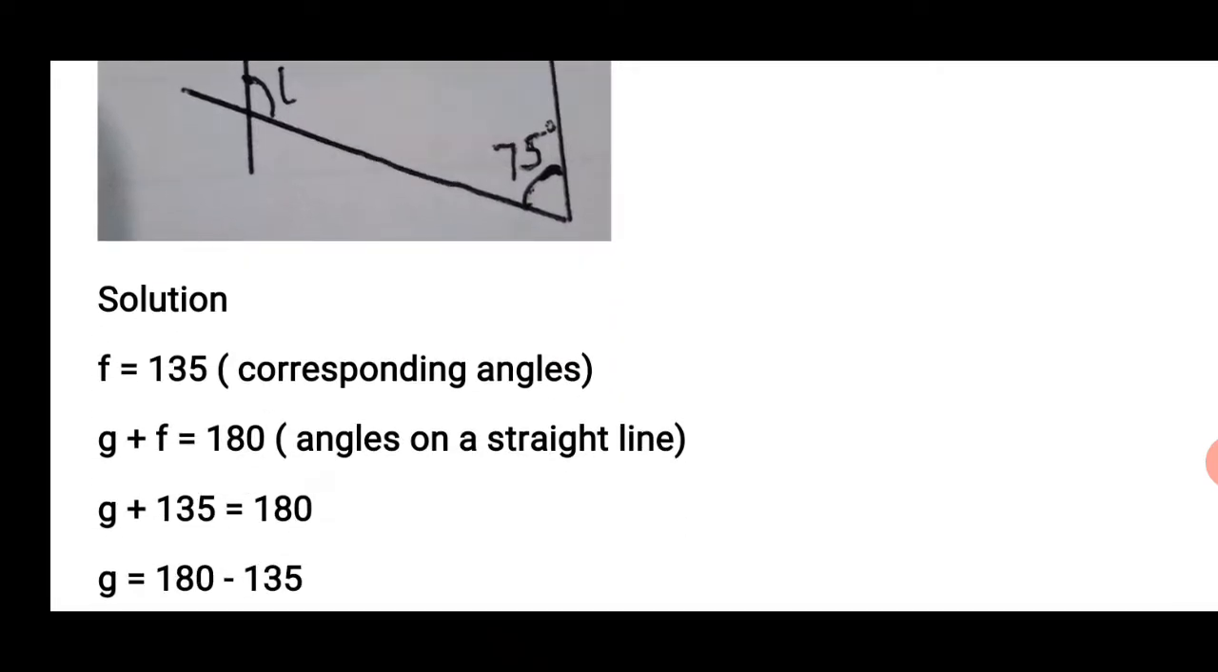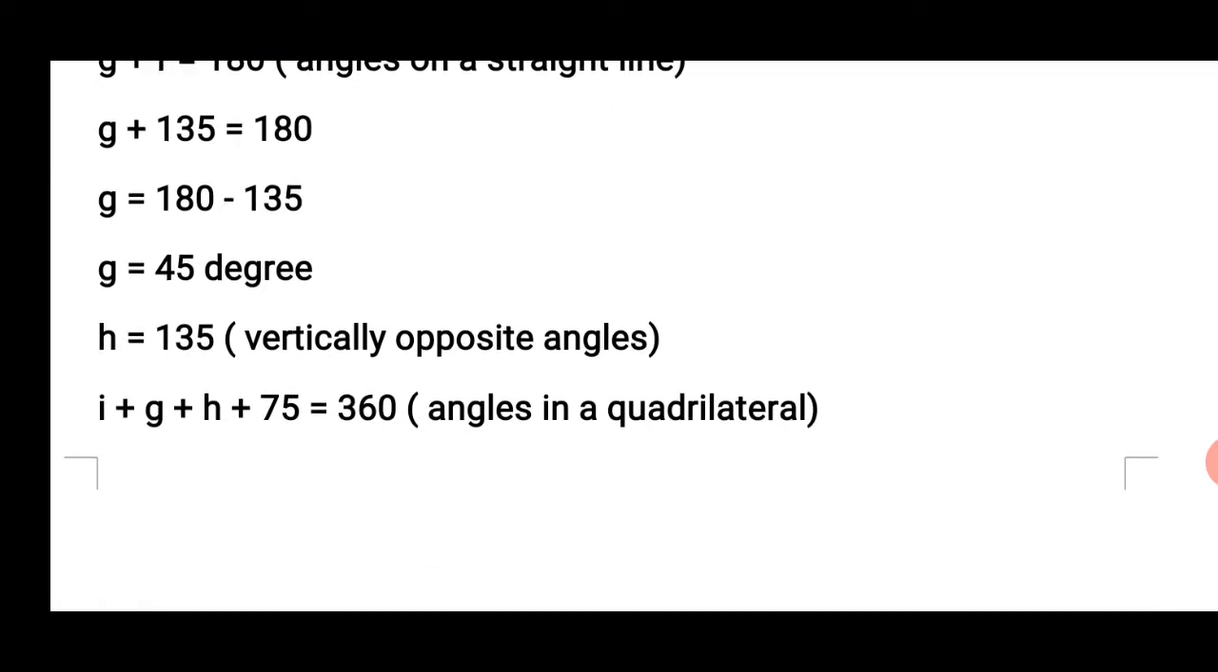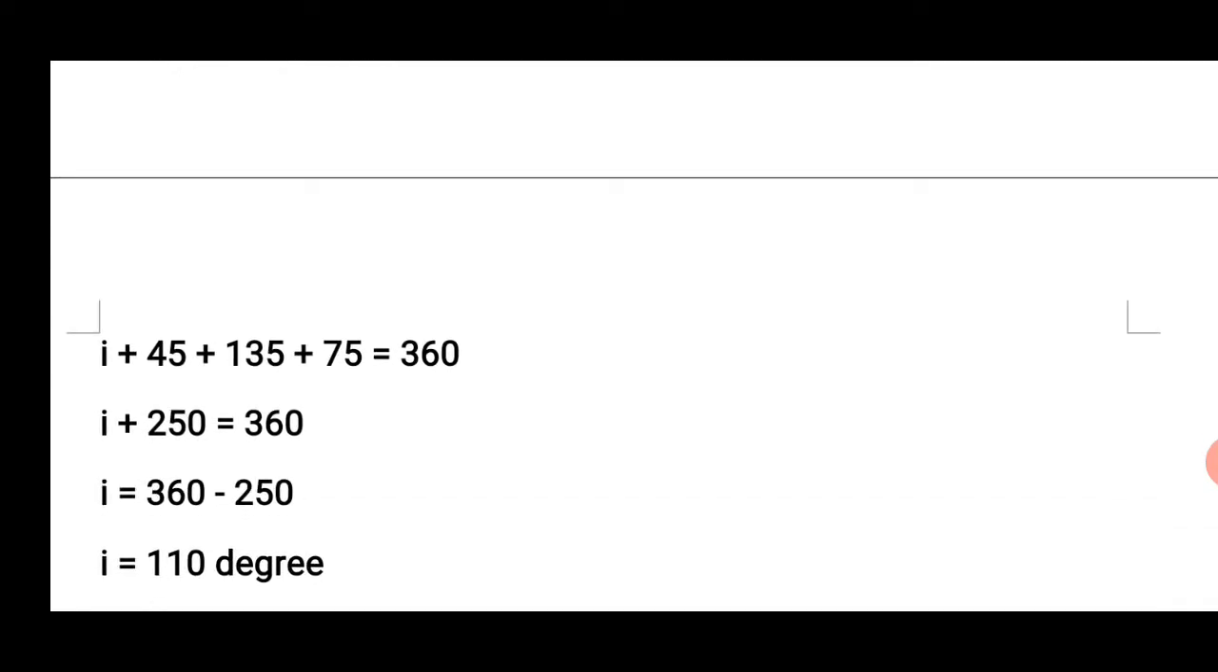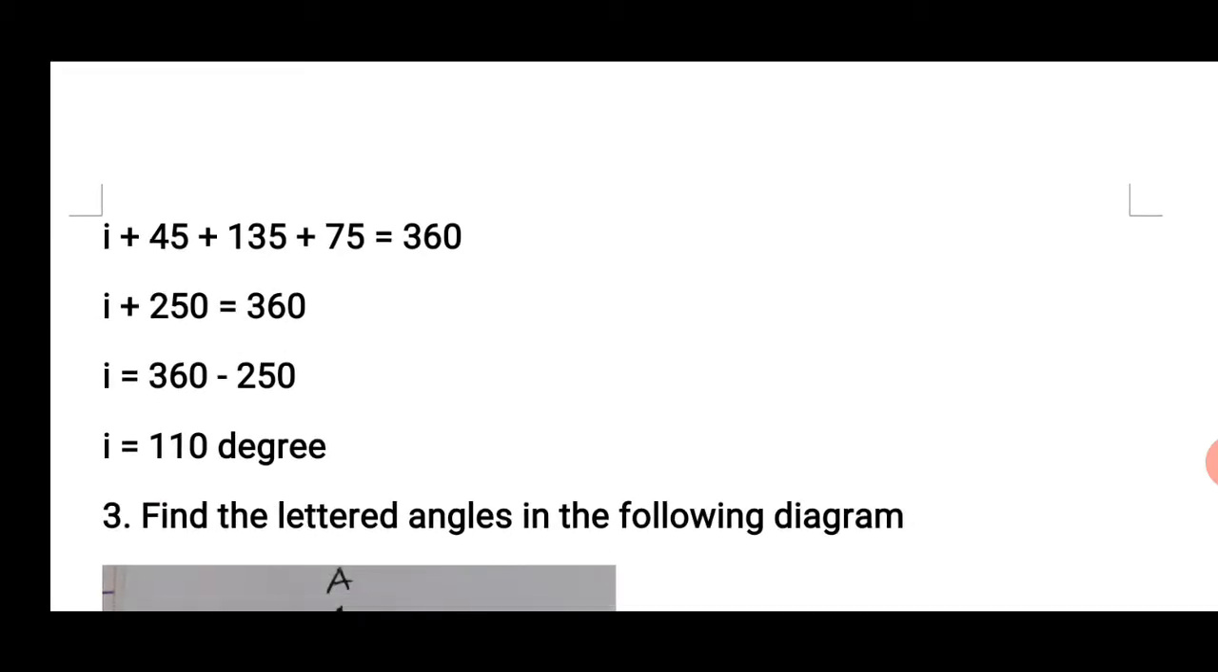So we just proceed and write that angle I plus G plus H plus 75 is equal to 360 degrees. Then put our reason inside bracket. Angles in a quadrilateral add up to 360 degrees. Then the other angles that have been calculated, we are going to substitute for this alphabet. Our G is 45, our H is 135. We substitute those values for them. Then we have I plus 45 plus 135 plus 75 is equal to 360 degrees.